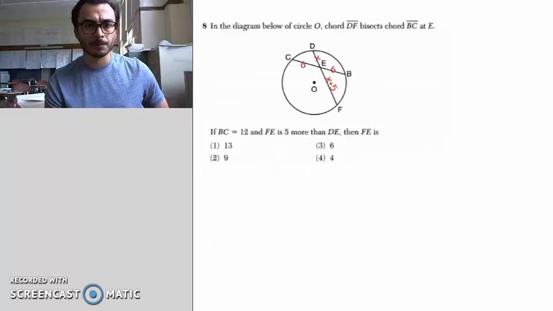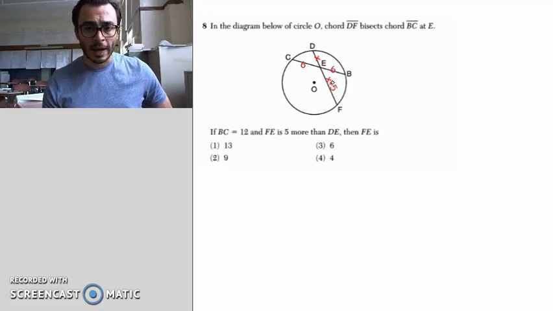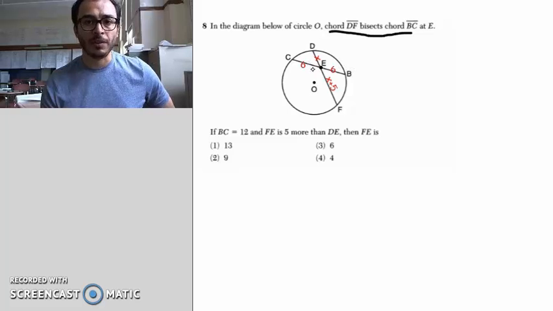Move on. Number 8, you can see that I already went ahead and labeled some of the information that was given to me. It says that BC is 12, but I labeled it CE is 6, EB is 6. The reason I did that is because here in this sentence it says that chord DF bisects chord BC. So that means BC is being cut in half. E is a midpoint of BC. So that's how I got the 6 and 6 here.